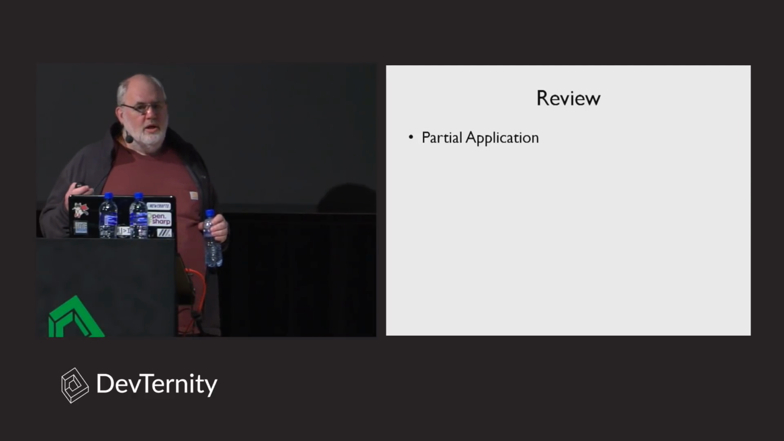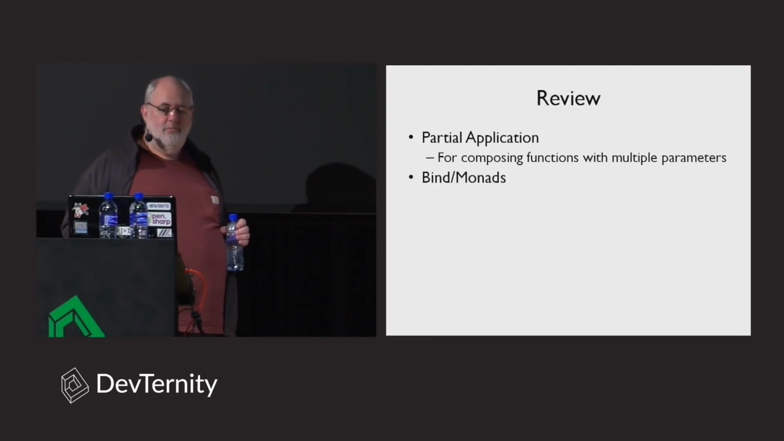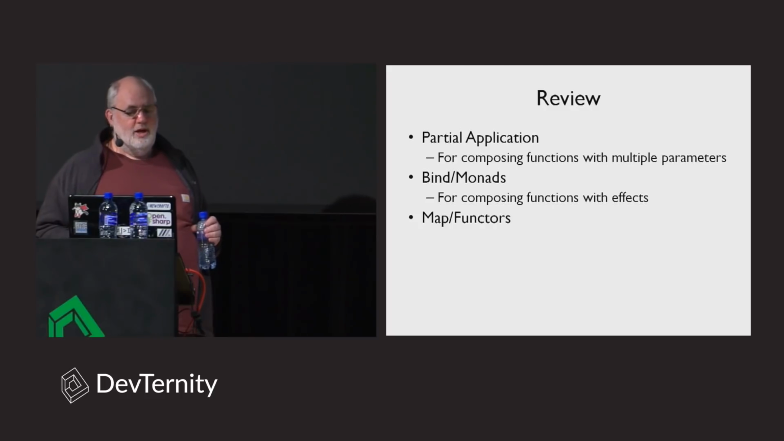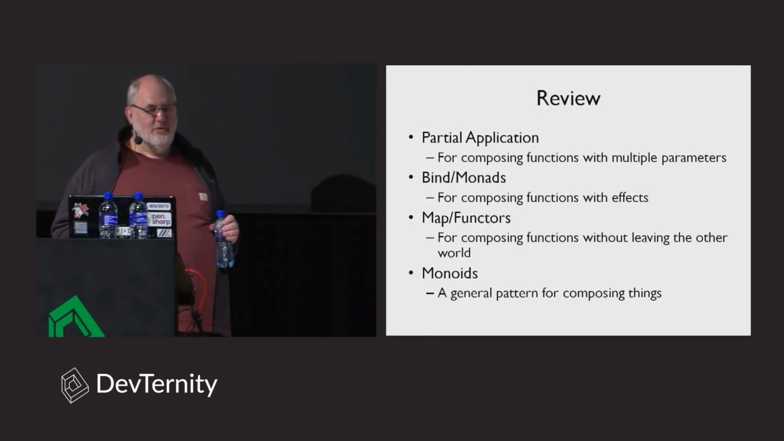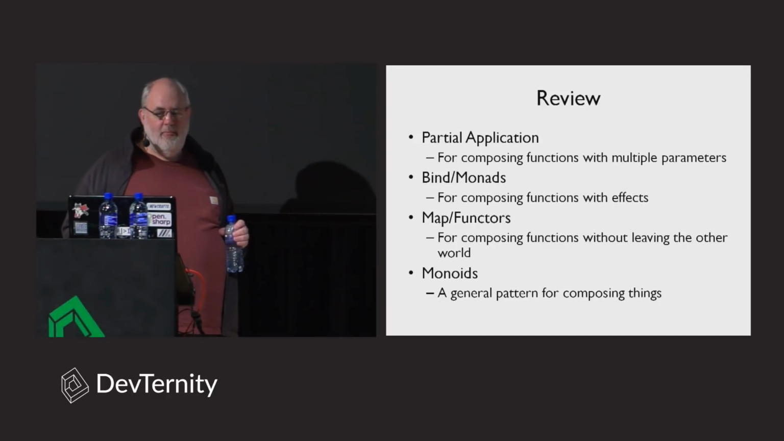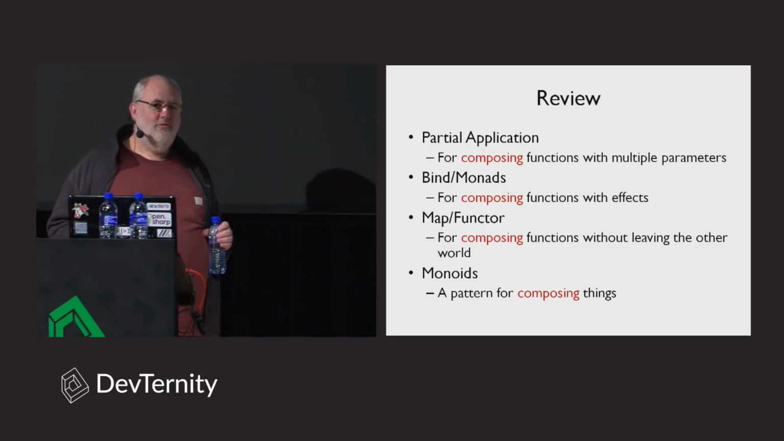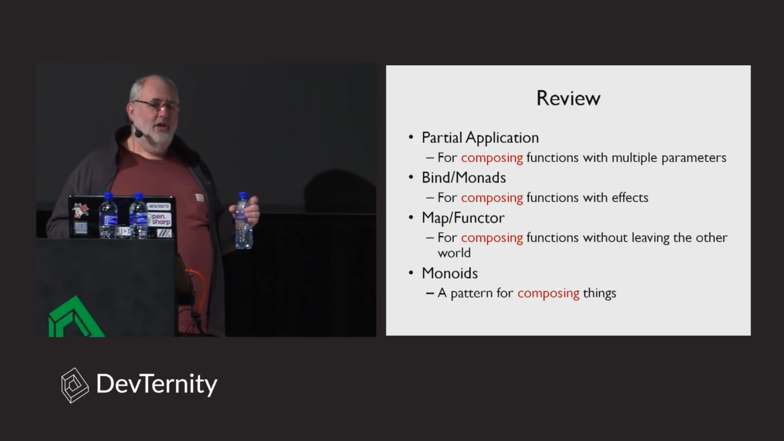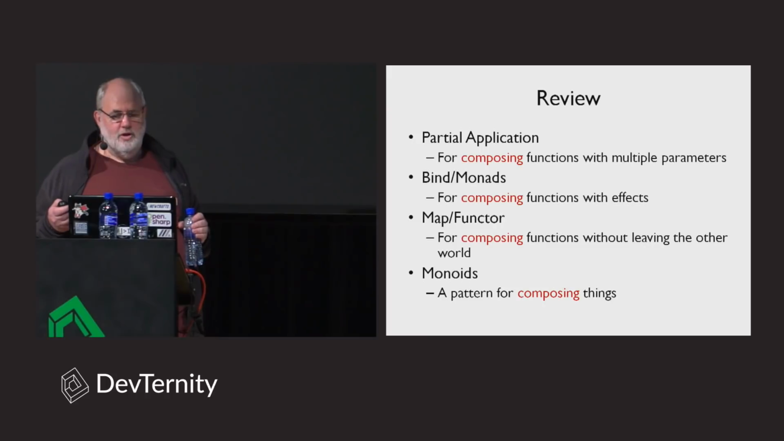So, we talked about partial application for composing functions. We talked about bind and monads for composing functions. We talked about map and functors for composing functions. We talked about monoids, which is another way of composing things. Notice composing. We see this over and over again. This is really composition everywhere. So all these things are really just tools that allow you to do composition. So that's all you have to understand.